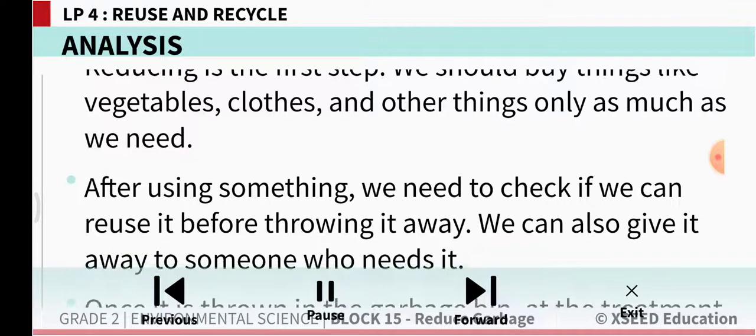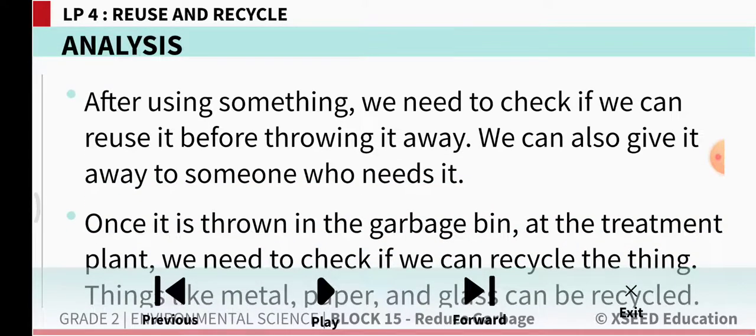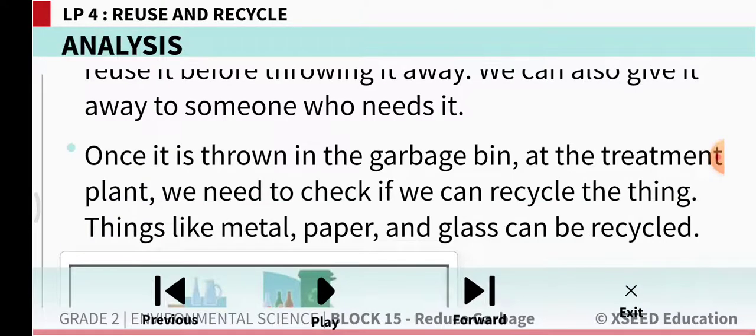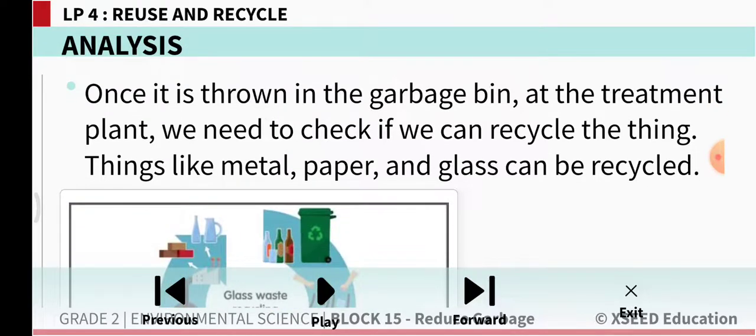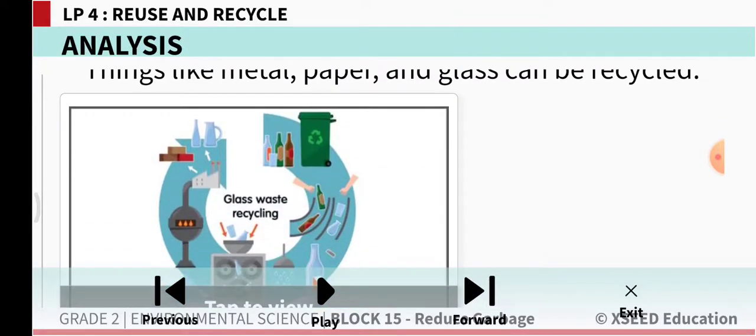After using something, we need to check if we can reuse it before throwing it away. We can also give it away to someone who needs it. Once it is thrown in the garbage bin at the treatment plant, we need to check if we can recycle the thing. Things like metal, paper, and glass can be recycled. Remember, metal, paper, and glass can be recycled and made into new things, right?